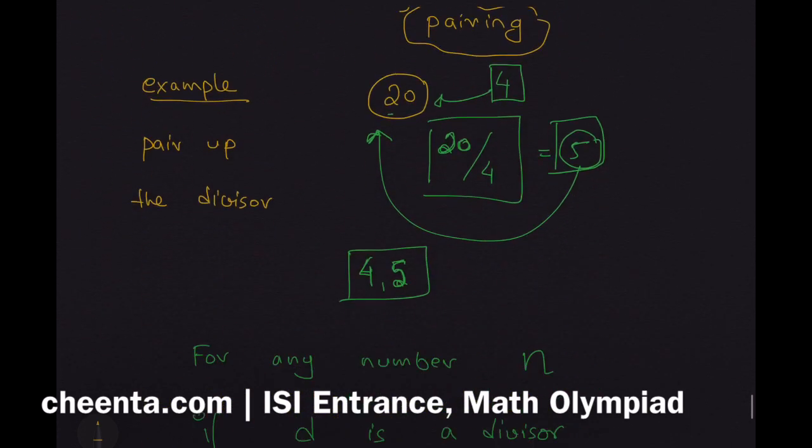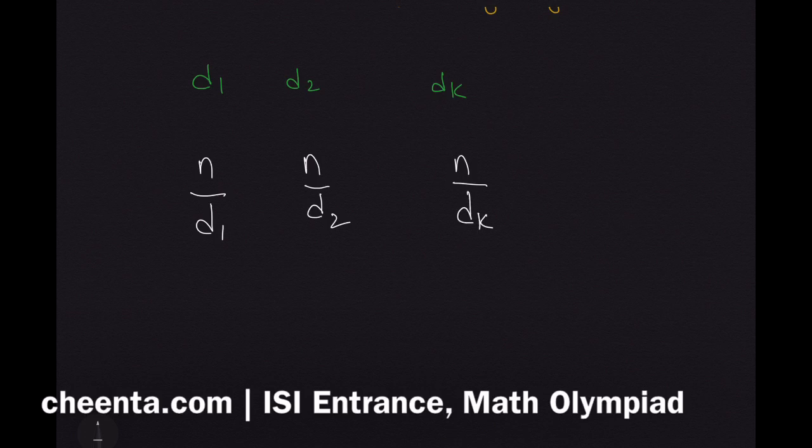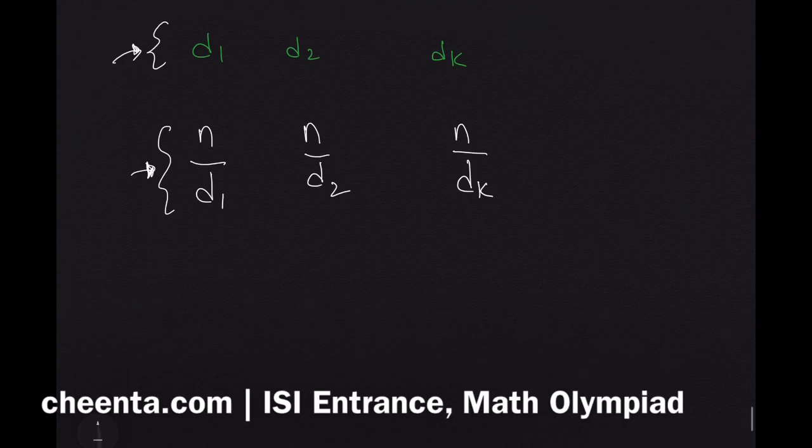How can we do that? Okay, what we will do is this. Let's take the numbers d1, d2 up to dk. These are the divisors of n, that's given. Now we take the pairs, so n by d1, n by d2 up to n by dk. Notice that this row of numbers is just the first row written in the reverse order. Why do I say that?